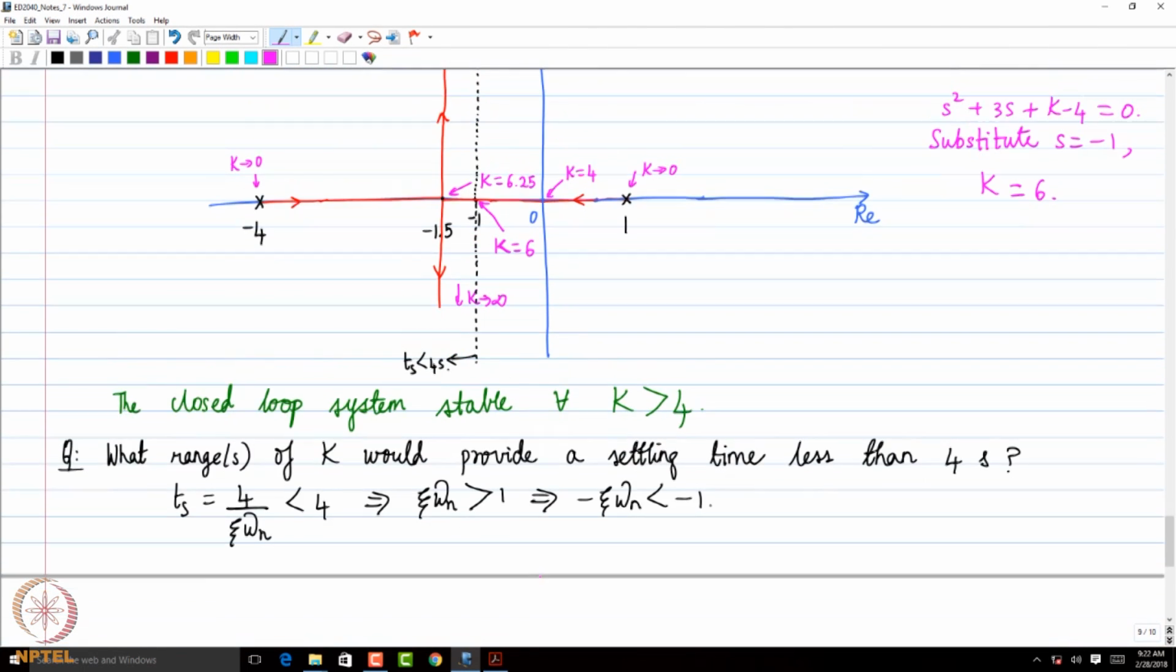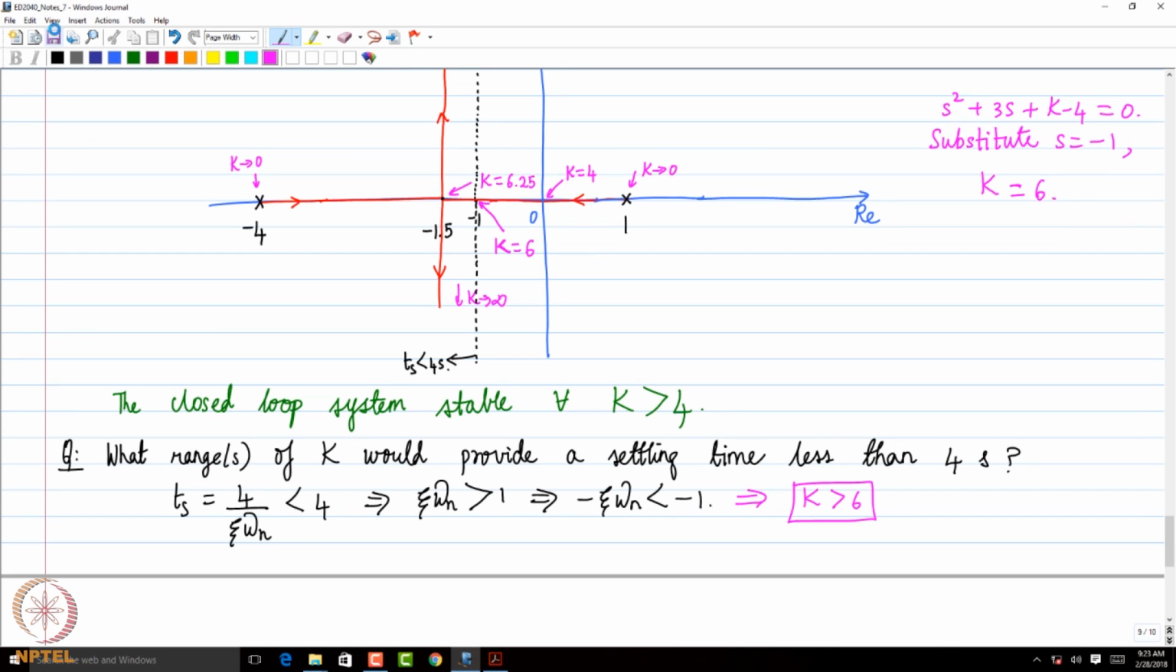So for any value of k which is greater than 6, we will get a settling time less than 4 seconds. So that's the guarantee we can have. Of course, please note that we are using the expression for the step response of an underdamped second order system to come up with the settling time response.